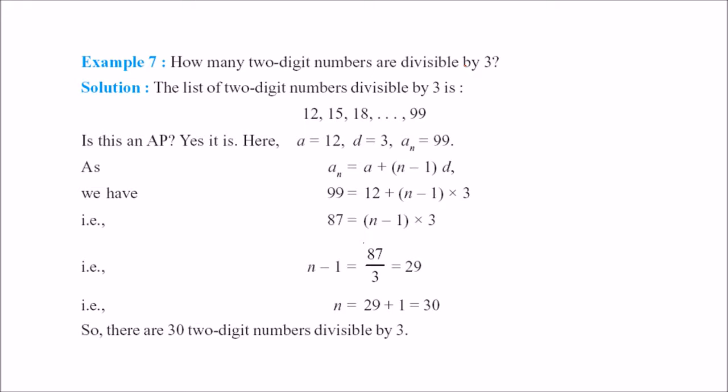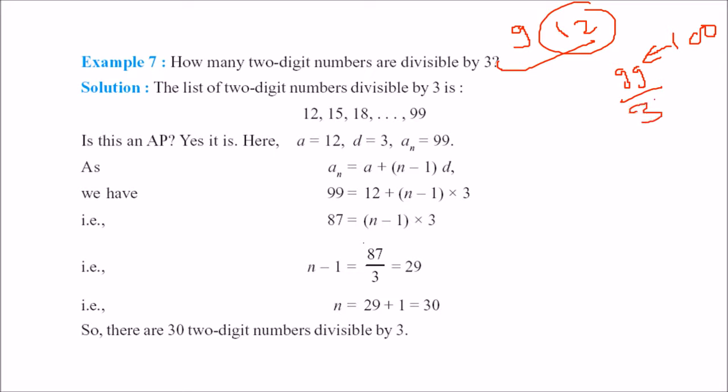How many two-digit numbers are divisible by 3? Two-digit means 9 cannot be a two-digit number, so we'll start with 12. This is the first number which 3 can divide. Again, 100 is a 3-digit number, so let us move a step back. What will be the last number before 100 which 3 can divide? So it is 99. So you have A as 12 now and the last term is 99. So this is the last number of your series.